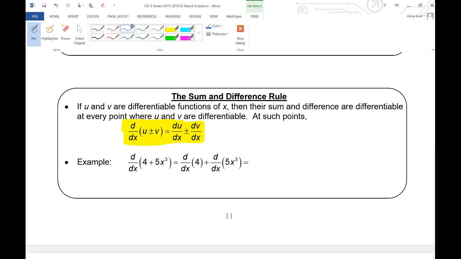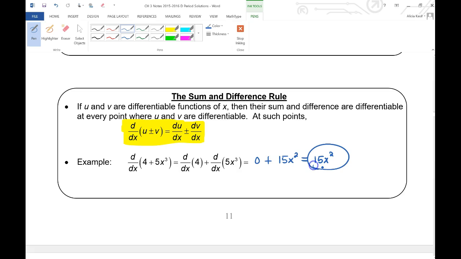Okay, next one. Now we're leading up to polynomials. If I have 4 plus 5x to the 3rd, I can take the derivative of each part. It's kind of like distributing the derivative. What's the derivative of 4? It's 0. And what's the derivative of 5x to the 3rd? 15x squared. So I just get 15x squared.